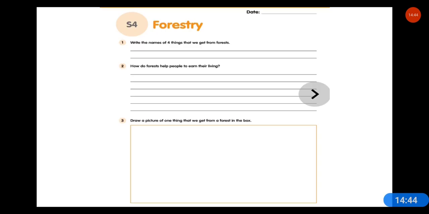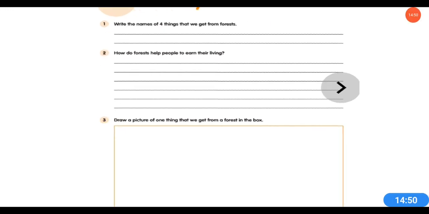Right, this is the workbook S4. You have to complete it. Write the names of four things that we get from forest. How do forest help people to earn their living? And third thing, draw a picture of one thing that we get from a forest in the box. So you have to draw one picture of something that we get from the forest, right?